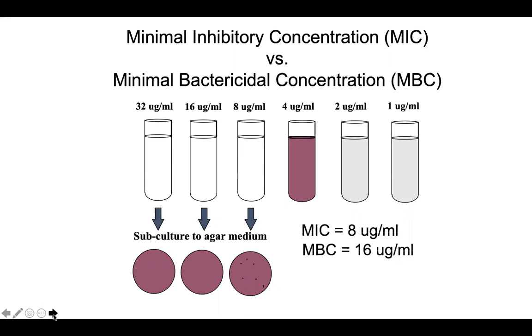So in this case, the MBC is 16 micrograms per milliliter, and the MIC is 8 micrograms per milliliter because it was the last tube that did not show any growth. There was no turbulence. However, in as much as there was no turbulence, there was still some live bacteria, which means that it was not able to kill all the bacteria. So that's your MBC. Tube dilution is usually difficult to understand at the first explanation.